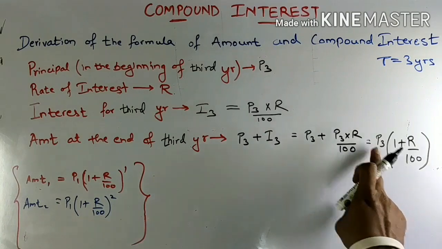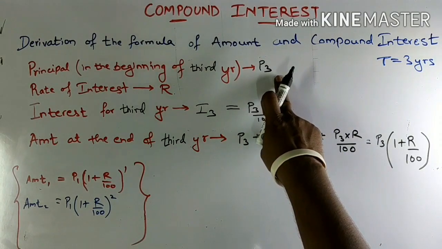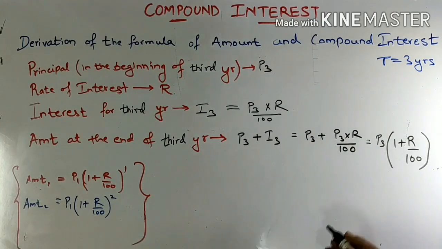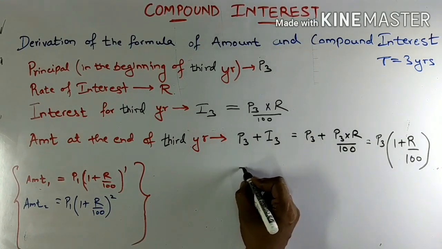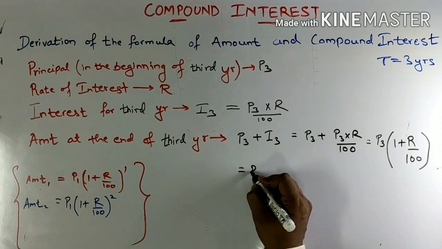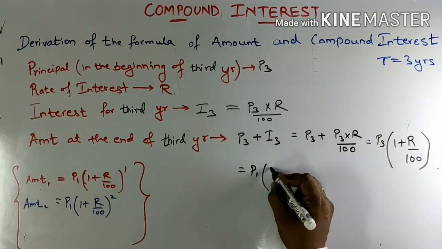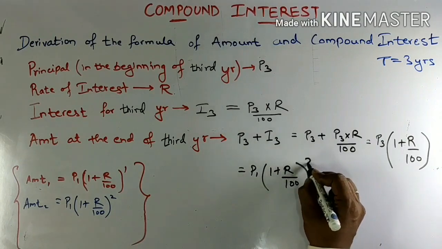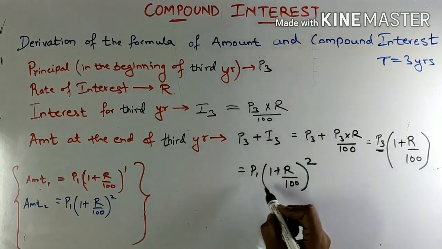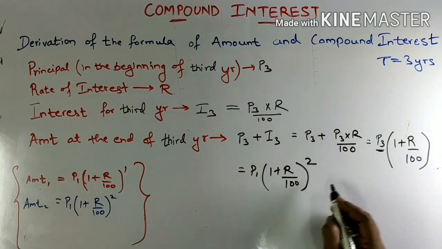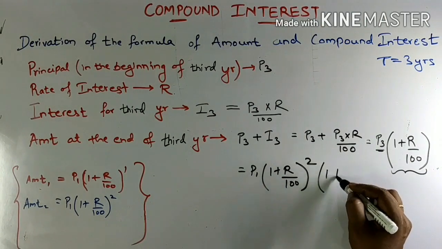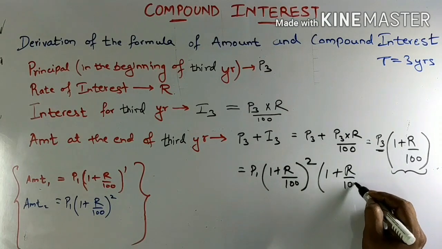As we know that the principal P3 is the amount at the end of second year, I'll substitute it as P1 into 1 plus R by 100 the whole raised to 2. Only in place of P3 I have written the amount of the second year multiplied by the remaining part, that is 1 plus R upon 100.